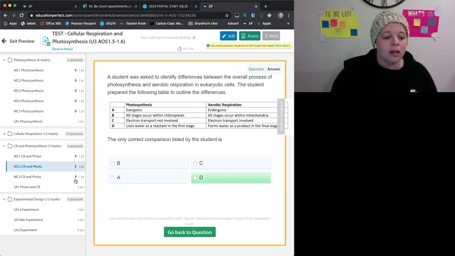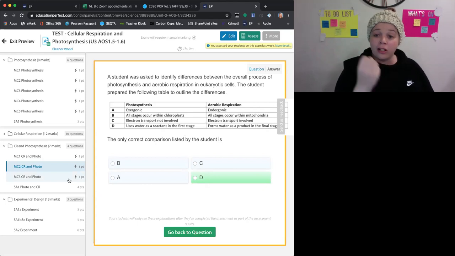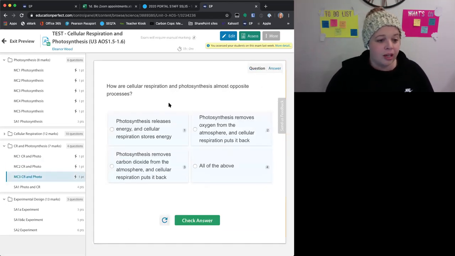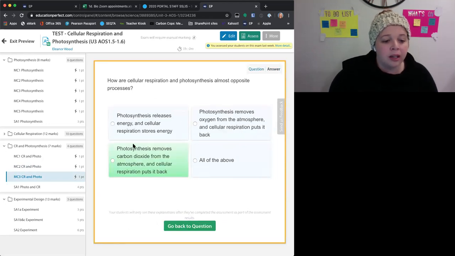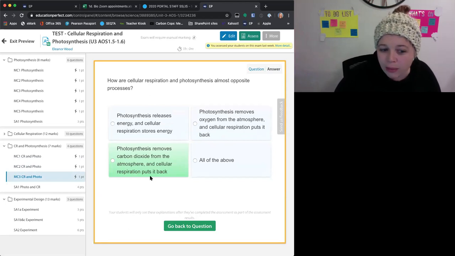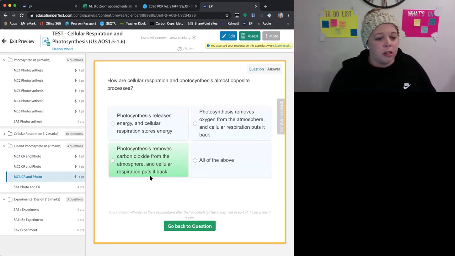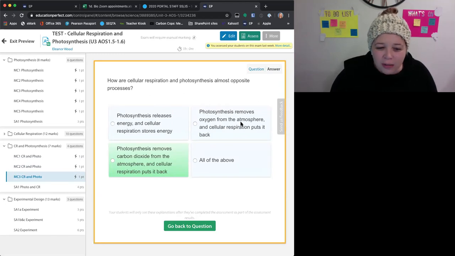They won't ask you really obvious ones. They'll ask you to pull together a whole bunch of information in one multiple choice question. So how are cellular respiration and photosynthesis almost opposite? Essentially, photosynthesis is going to remove the carbon dioxide and cellular respiration is going to put it back. Photosynthesis releases energy. No, it doesn't. Photosynthesis releases oxygen from the atmosphere. No, it removes oxygen. Sorry, no, it doesn't. It removes carbon dioxide, or all of the above. And because they're wrong, that one can't be correct.